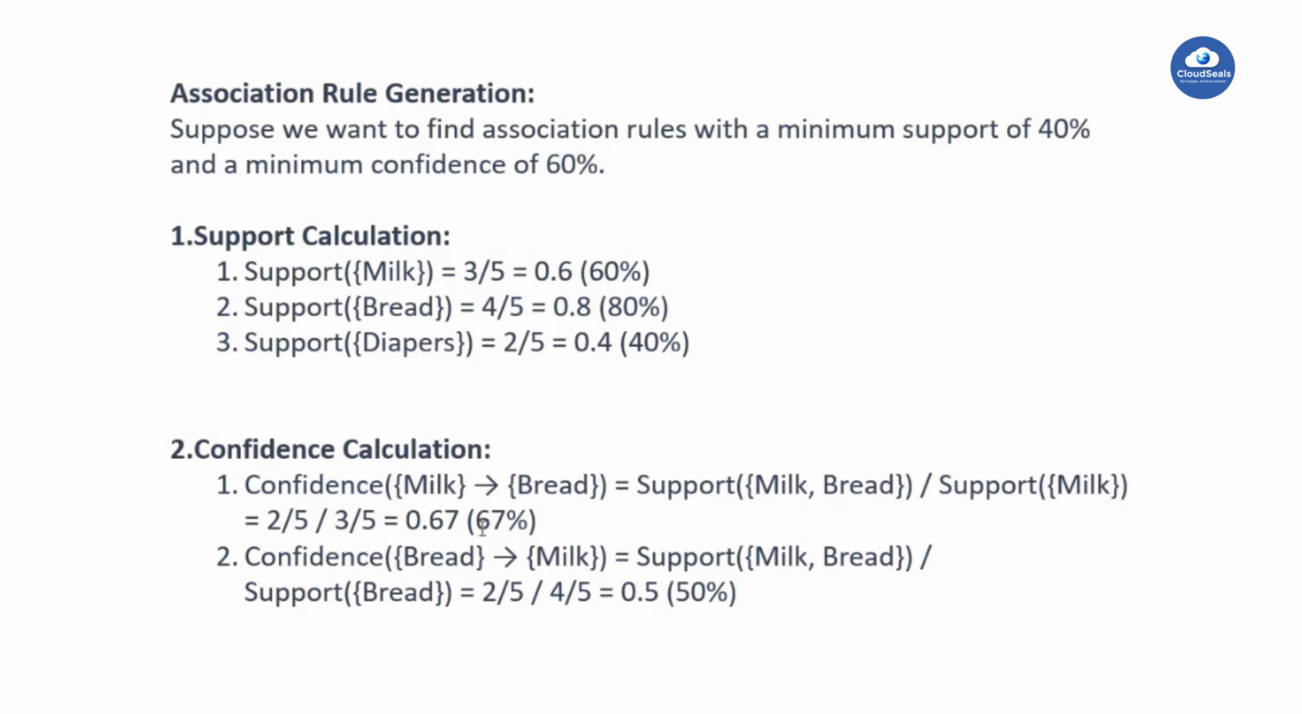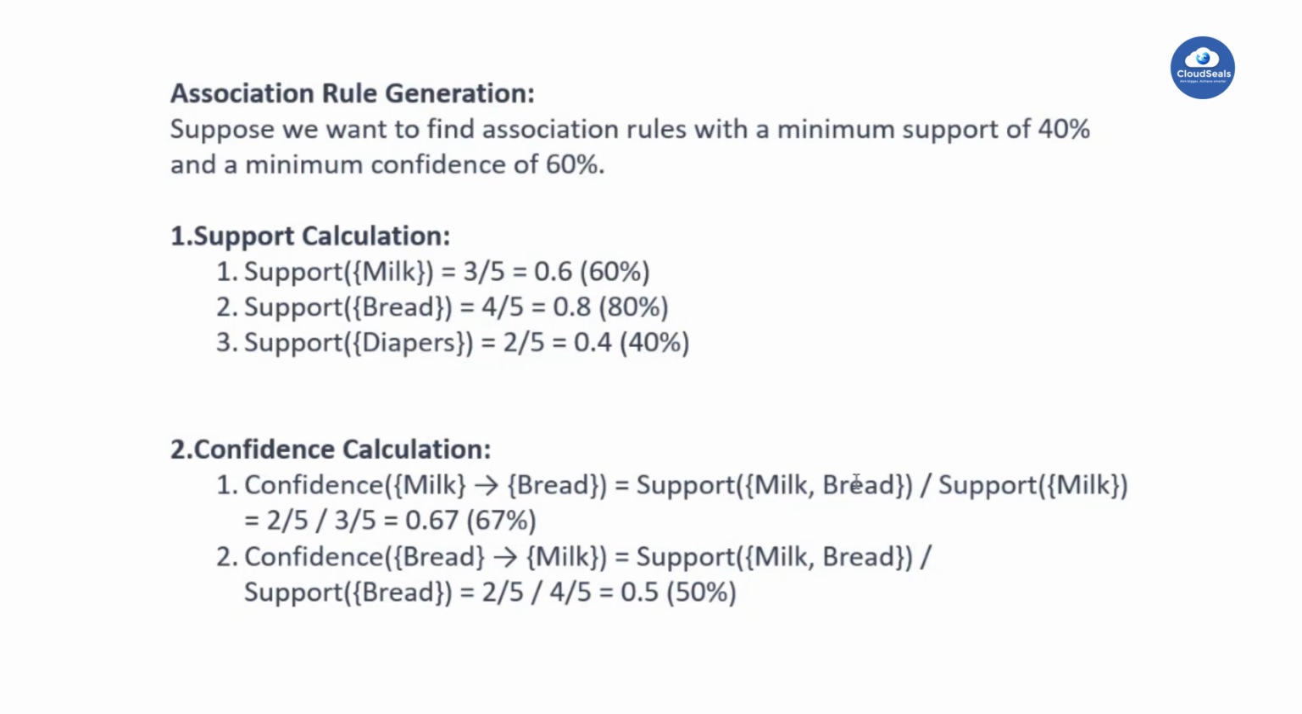That is the confidence. But consider a new customer who bought bread first instead of milk. Let's see how confidently we are able to suggest milk to him. In this case, bread is 4 by 5, that is 0.8. That is the support of bread, which we already calculated as 4 by 5.